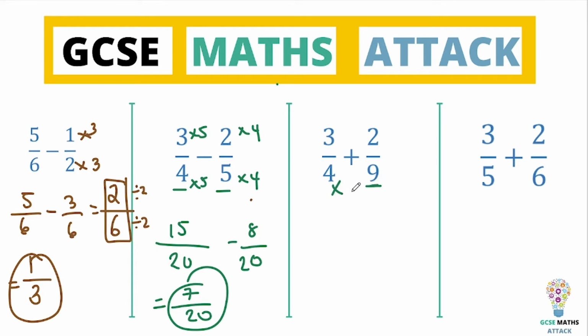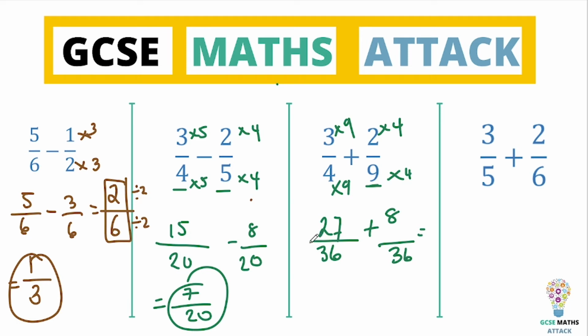Don't really want to use my brain, so I'm going to times this by 9, and I'm going to times this by 4. So 3 times 9, what is that? That's 27. 4 times 9, what is that? 36. 2 times 4, 8. 9 times 4, 36. Right, 27 plus 8.